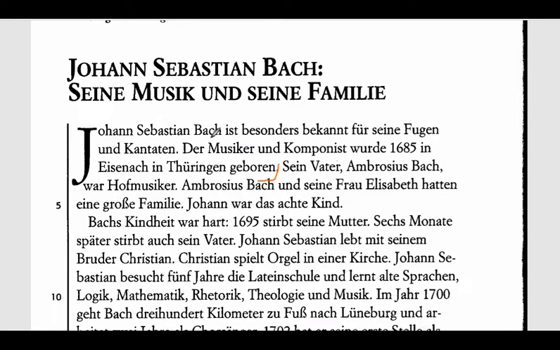Good. So here, obviously, you know this person, this gentleman here. What word does this make you think of? Anybody? Four. Four. How about Fugen, Fugues. Fugues, and Kantaten? Cantatas. How about ist? Is. Yes. Here's where we haven't seen besonders, especially bekannt, known. How about this? Der Musiker, The musician. Der Komponist, Composer. Geboren, Born.